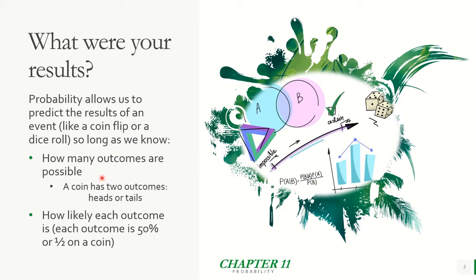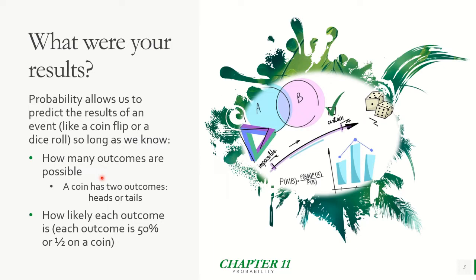On a dice, the outcomes are one, two, three, four, five, and six. So if we know how many outcomes there are, we also need to know how likely each one of those outcomes is. Again, on a dice, this is really easy. The outcomes are the same and the amount are the same. There's one head, there's one tail on each coin. On a dice, okay, the probability of rolling any number on a dice is one out of six, one sixth, because they're all the same. There's only one one on a dice.